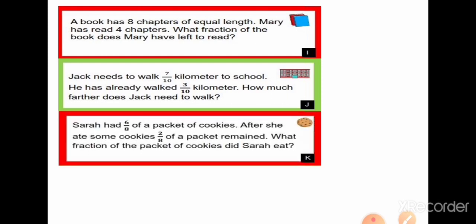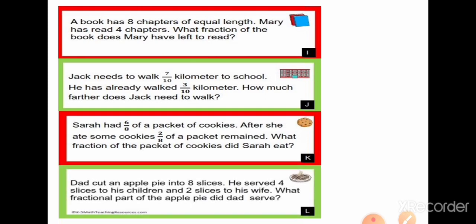Next, Sarah had 6 over 8 of a packet of cookies. After she ate some cookies, 2 over 8 of a packet remained. What fraction of the packet of cookies did Sarah eat? Next, Dad cut an apple pie into 8 slices. He served 4 slices to his children and 2 slices to his wife. What fractional part of the apple pie did Dad serve? So, dun sa first muna tayo.